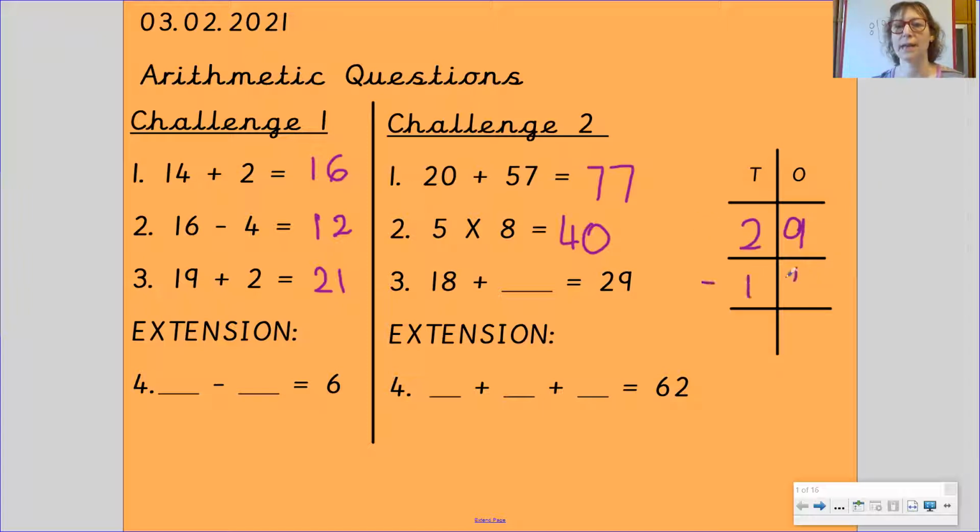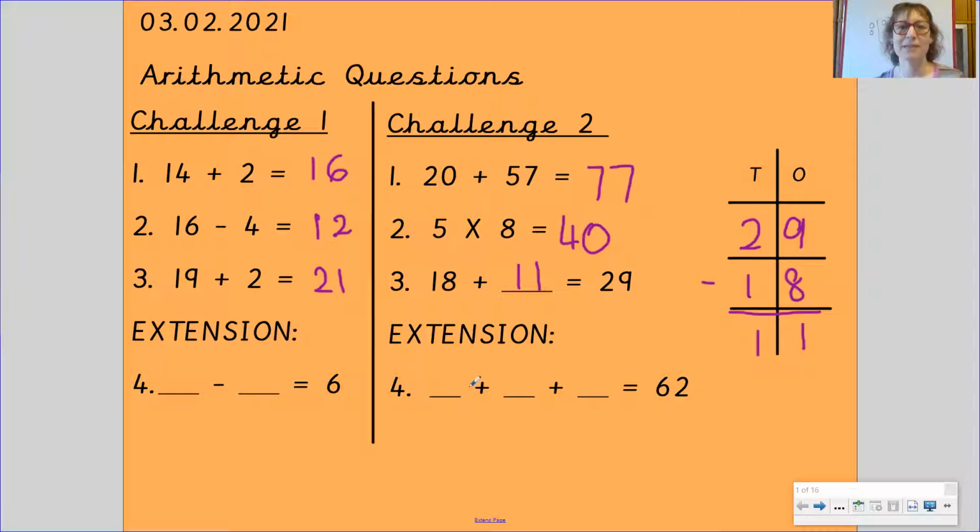29, take away 18. And I can do 9, take away 8. And I can do 2, take away 1. So the answer is 11. And then what I'm going to do is I'm just going to check that 18 add 11 is actually 29. So 18 add 10 would be 28, add 1 more would be 29. So I have got that right.